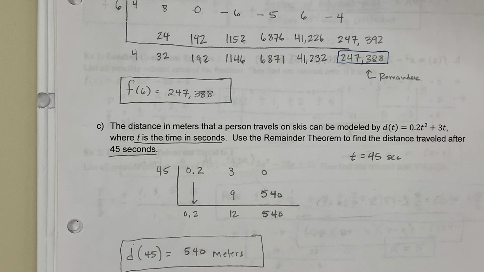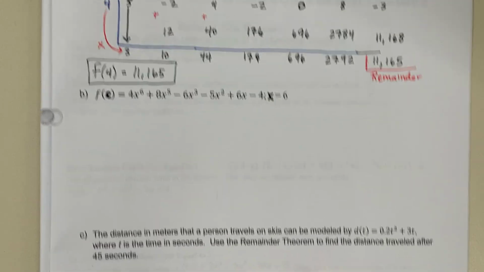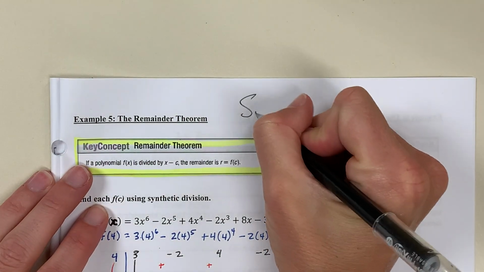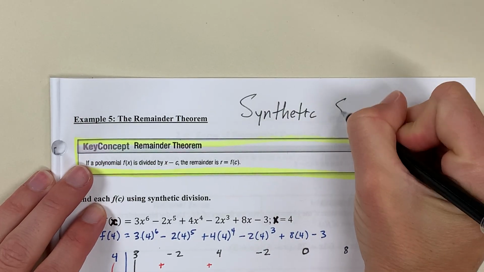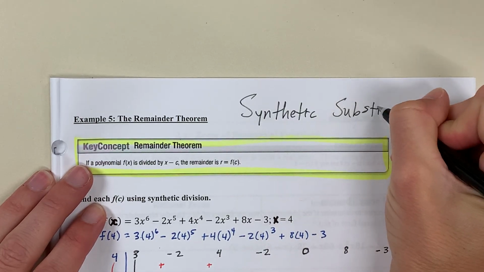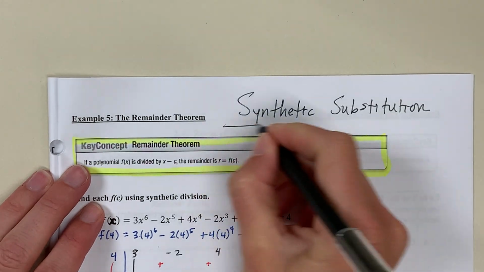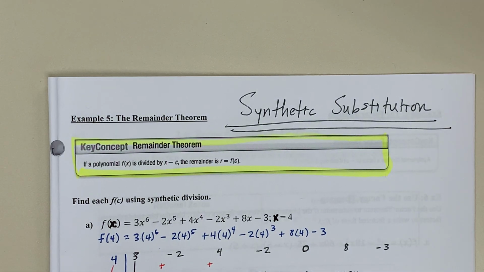Now, the remainder theorem in evaluating a function using synthetic division is also called synthetic substitution. So up here at the top of the page, you may want to put synthetic substitution. Sometimes we'll refer to this as the remainder theorem. Sometimes we'll ask you to evaluate using synthetic substitution, in which we recommend or actually require you to use synthetic division.